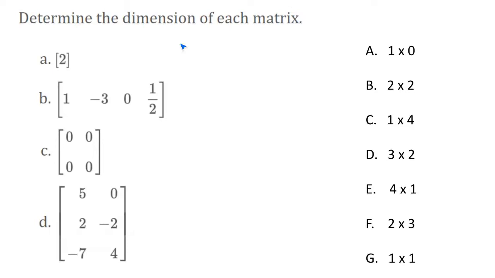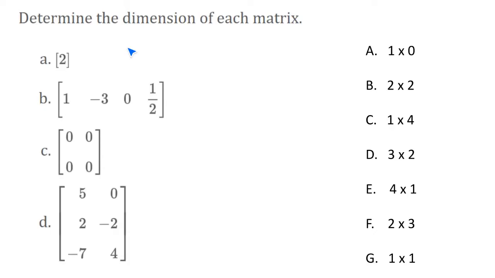It says determine the dimension of each matrix, so like a matching thing. So the first one, you only have 1 number. How many rows do you have? Well, you only have 1 row. How many columns do you have? You only have 1 column. So my answer for that would be letter G.